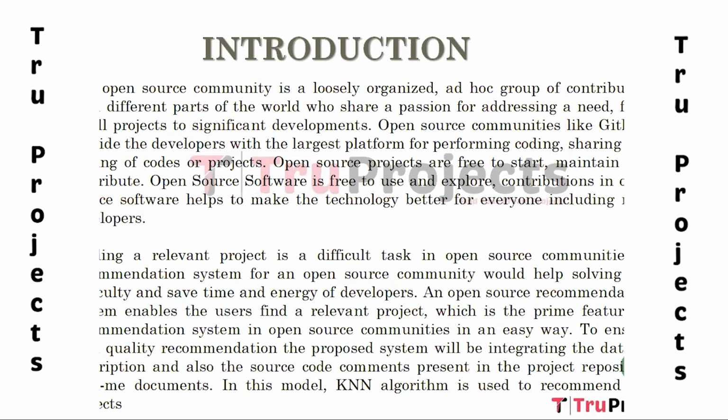A solution lies in an open source recommendation system, streamlining project discovery and saving developers time by amalgamating dataset descriptions and source code comments from the project README files. The proposed system aims to deliver high-quality recommendations. The model employs the k-nearest neighbor, which is KNN algorithm for project suggestions.